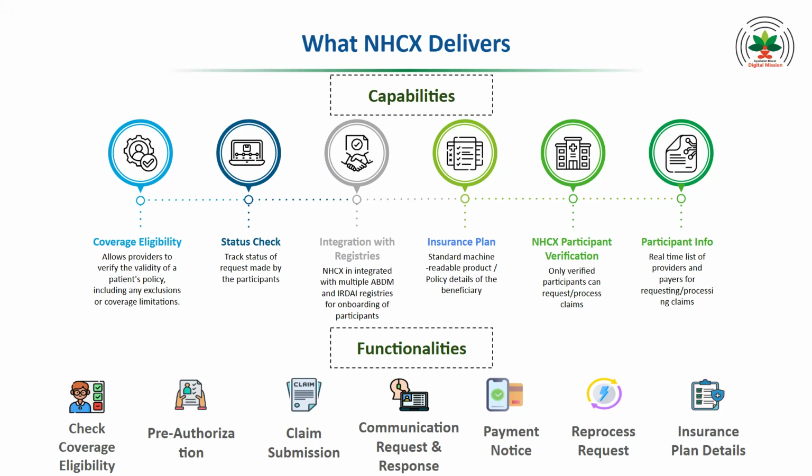We have a reprocess request. So, for example, if a provider is not happy with the amount that has been settled, so I have raised a claim for 1 lakh rupees, and an insurance company pays me only 50 without any explanation. They can use this reprocess request and ask for an explanation, why have you done it? Please consider it again, and you can reopen that case. So, insurance plan details I have highlighted above.